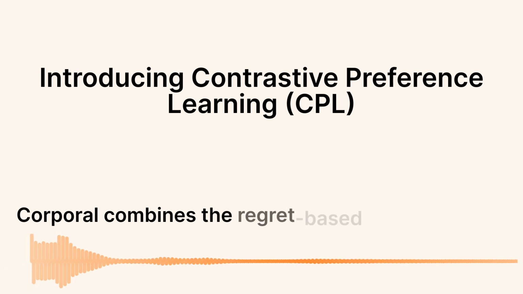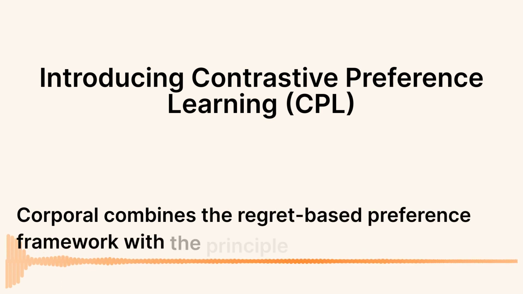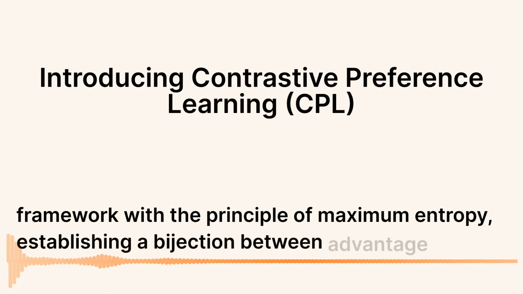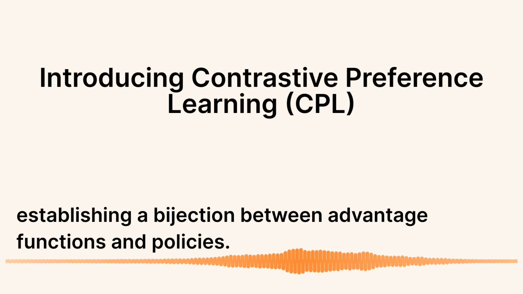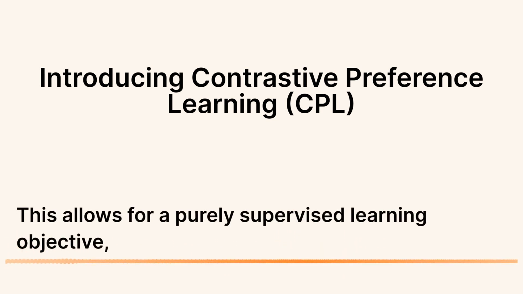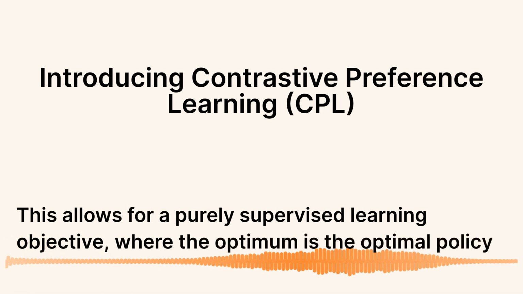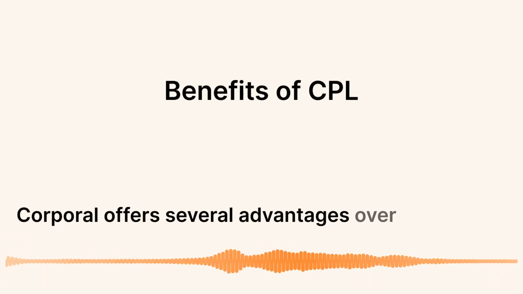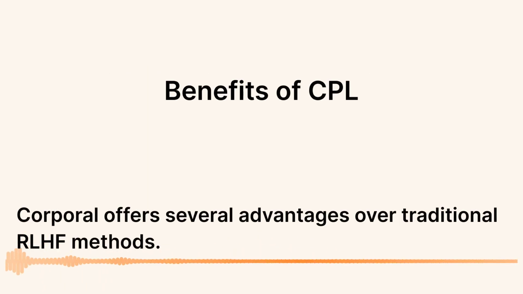CPL combines the regret-based preference framework with the principle of maximum entropy, establishing a bijection between advantage functions and policies. This allows for a purely supervised learning objective, where the optimum is the optimal policy under the expert's reward. CPL offers several advantages over traditional RLHF methods.